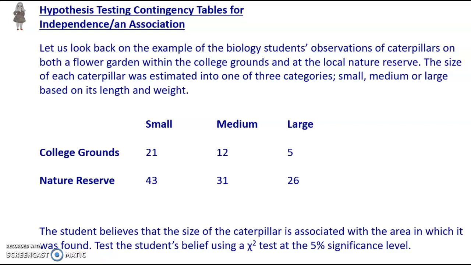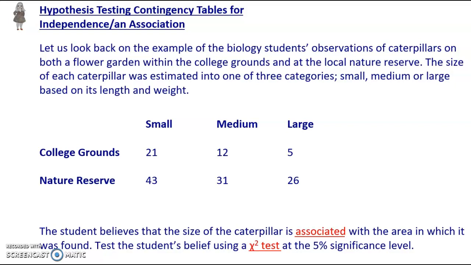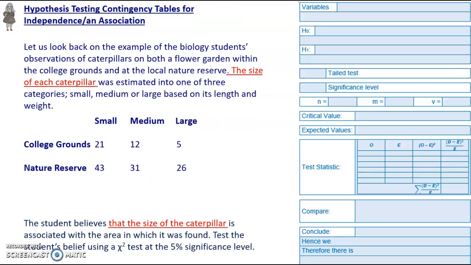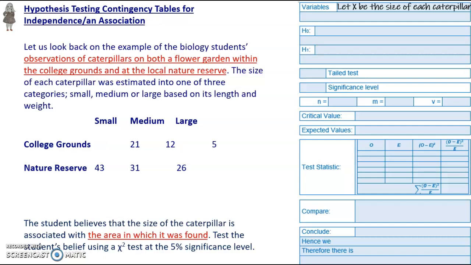If I'm presented with this question, the first thing I see is that I'm being asked to look for some sort of association, and I'm specified to use the chi-squared test. So straight away I know I need to set my work out using this pro forma. The first piece of information I'm given is the size of each caterpillar, so let x be the size of each caterpillar. The other piece of information is where the caterpillar was found, so let y be the area in which it was found.